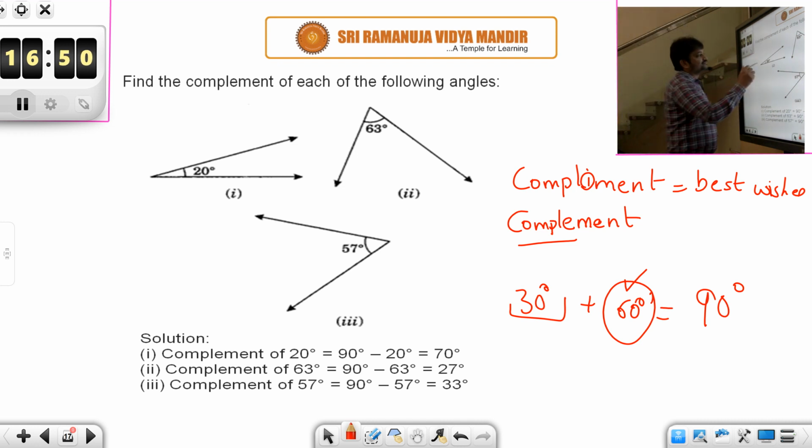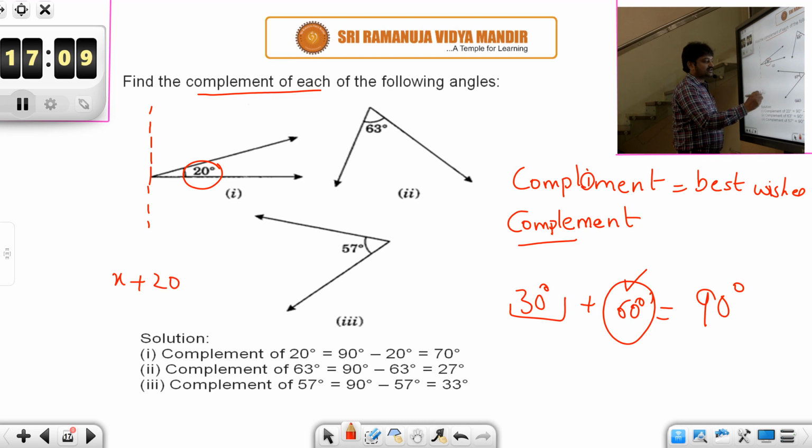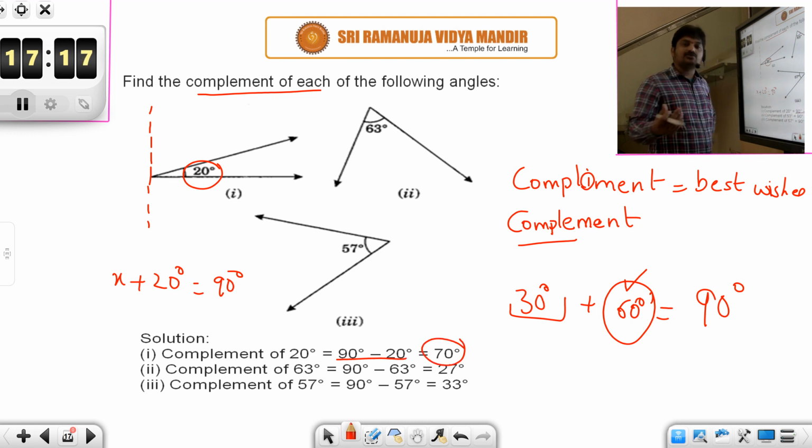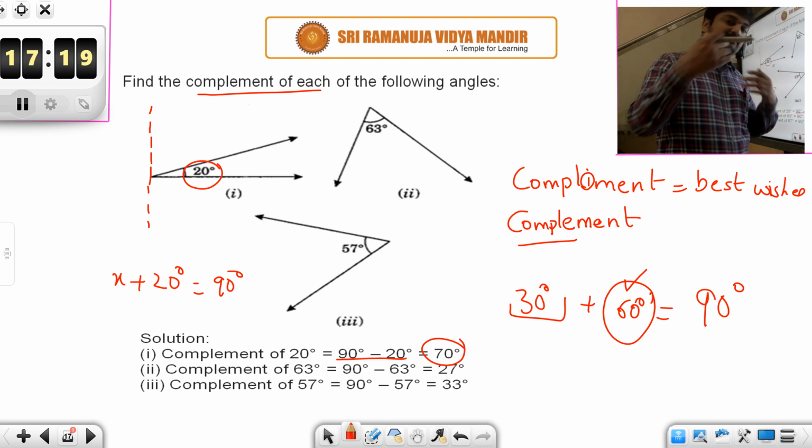Whenever you are asked to find the complement of each of the following angles, say 20 degrees, we use the term complement with respect to 90 degrees. How much angle measure do you need to add to make it 90? Let that be x. Then x plus 20 will be 90, so x is directly 90 minus 20. Simply, you take the difference of that angle from 90.